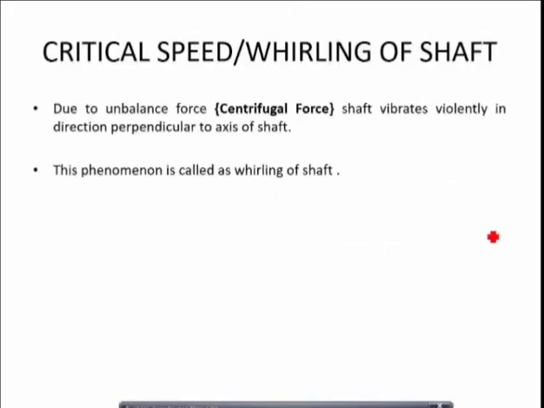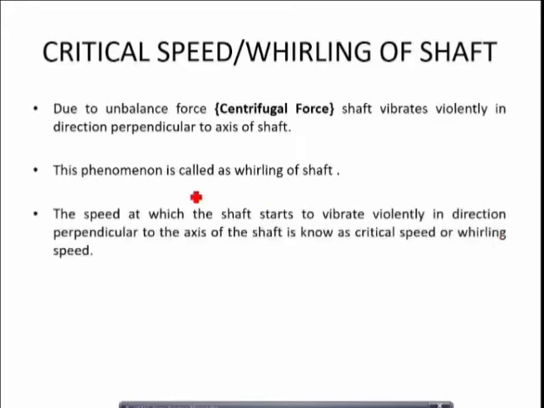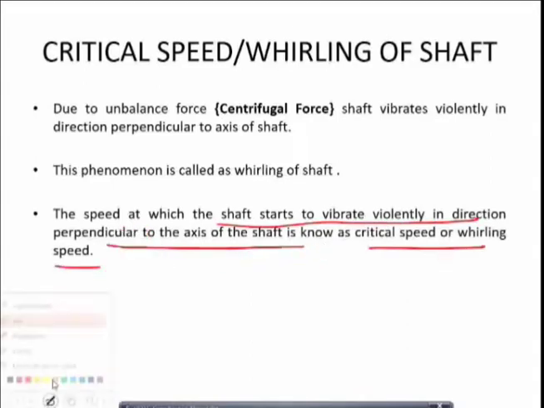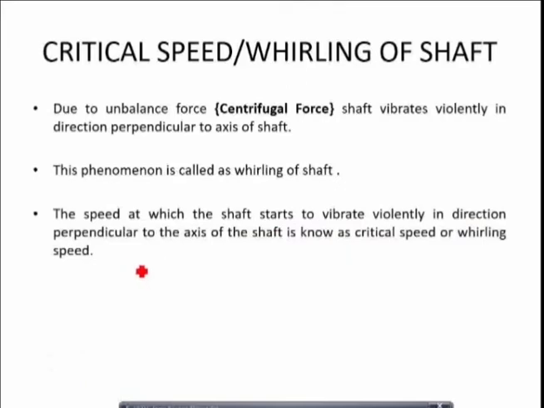This phenomenon is called the whirling of the shaft, and the speed at which the shaft starts vibrating violently in the direction perpendicular to the axis of the shaft is known as the critical speed or the whirling speed of the shaft. So we can write that as omega is equal to omega c, where omega c indicates the critical speed.